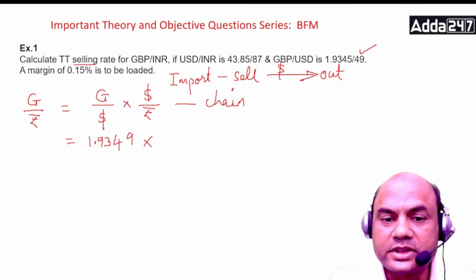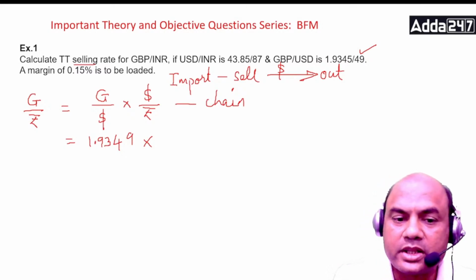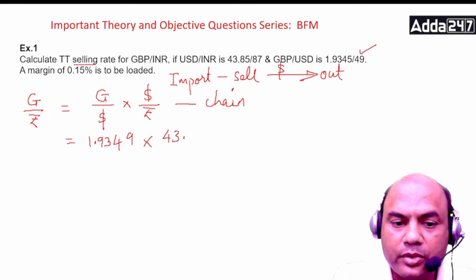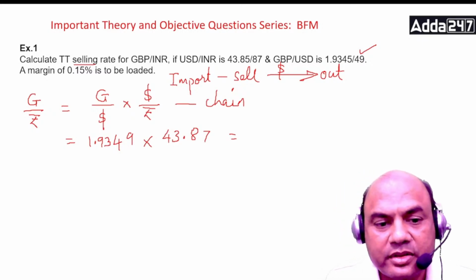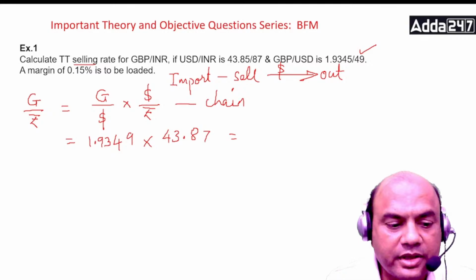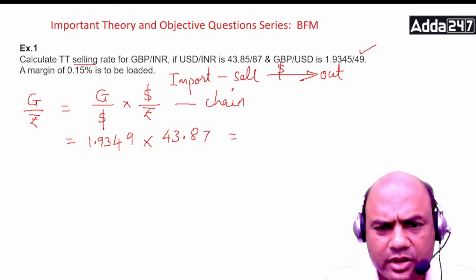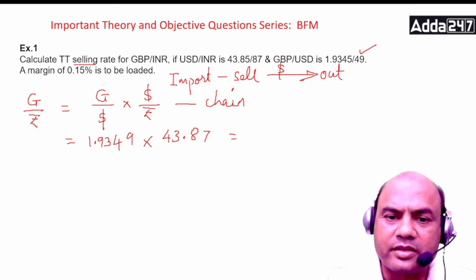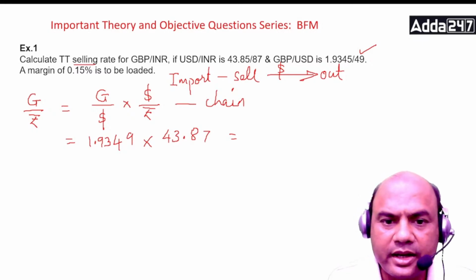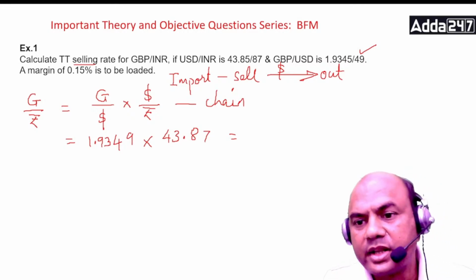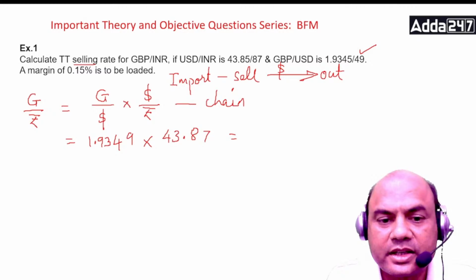Into USD dollar to rupees, USD to INR. See this, 43.87. Now do it, everyone, give me the answer. Even I don't have it, these are fresh problems which I have taken. So it is 1.9349 into 43.87, so it is 84.88. So the answer is 84.88.